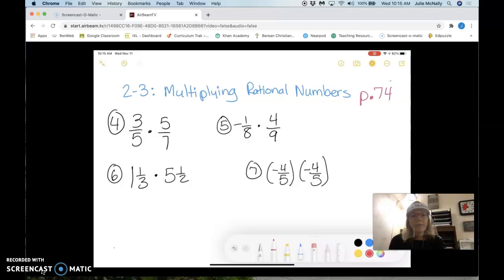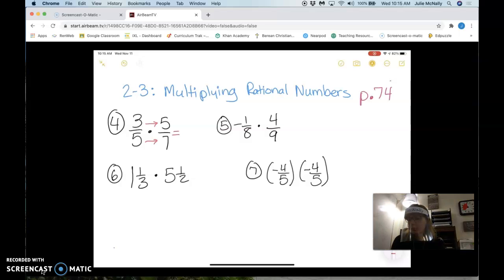So when we're multiplying fractions, what we need to do is multiply the top numbers together and multiply the bottom numbers together. And that's it. So 3 times 5 is how much? 15. And 5 times 7? 35. Good. So guess what? That's the answer. 15 over 35.